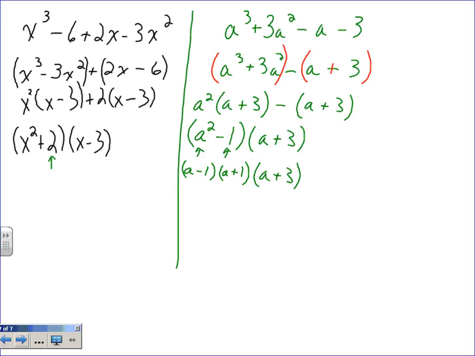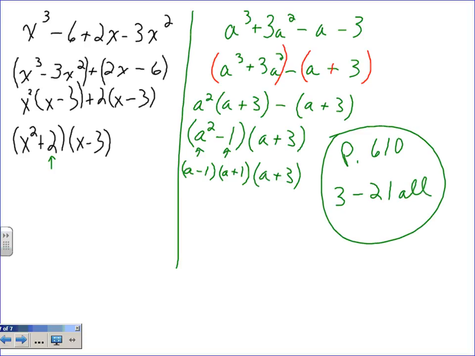Okay? So here's what I want you to do for your assignment for today. On page 610, it is a long lesson. I want you to do problems 3 through 21 all. Make sure we're writing out the problems. Make use of your class time. Get as many done as you can.